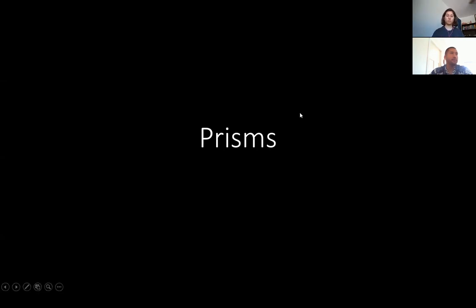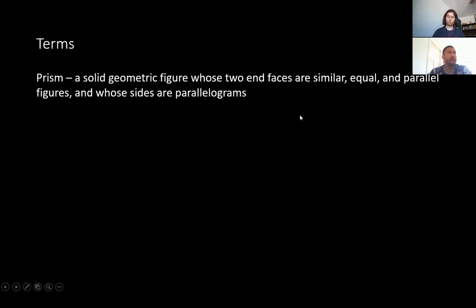All right. So for today, we're going to learn a couple of terms about prisms as a solid geometric figure, which means a 3D figure that has two end faces. They are similar, equal, and parallel, just like I introduced a couple days ago. If you put your hands together, the two end faces will be in between your hands. Then the sides are parallelograms.